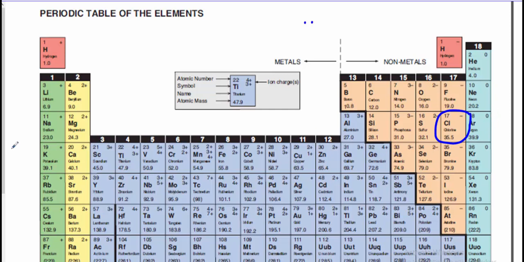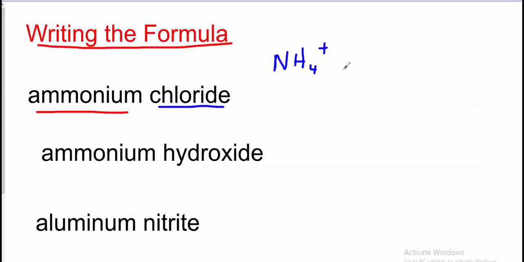For a chloride ion. And the next step in writing the formula is to bring down those charges, or swap and drop. So this is a positive 1, so I bring down the 1. This is a negative 1, I bring down the 1. Remember, we don't include 1s in our formulas, so we simply write this as NH4Cl. And there's my answer.